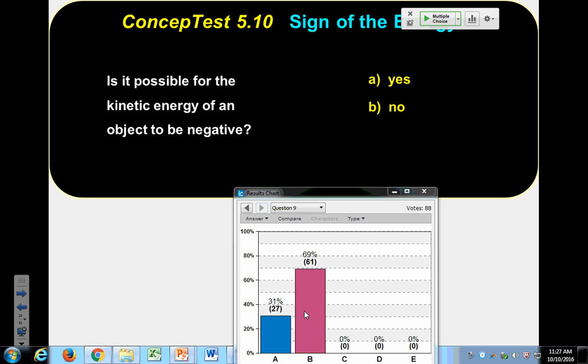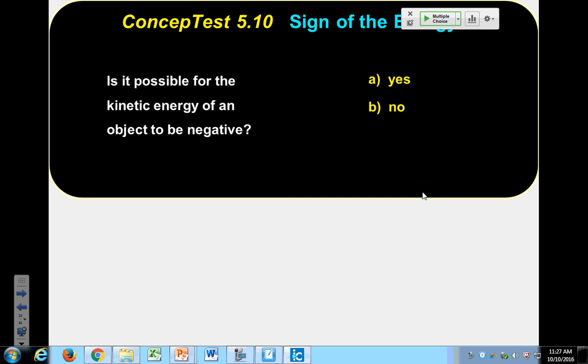Okay, maybe not so easy to reason out, but the answer is no, the kinetic energy is never going to be negative. If you think about the equation, it's 1/2 mv squared. Even if our velocity were negative, although here we're actually dealing with speed, you square it, it takes it away. Our mass is never negative, right? So the kinetic energy is never negative.